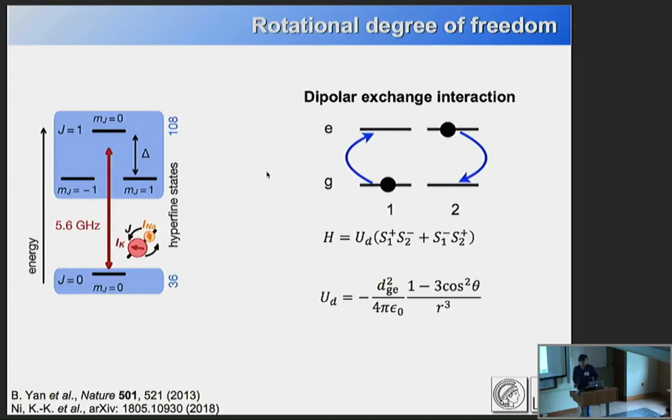So the rotation is a very appealing degree of freedom for controlling the dipole interaction, as you know from the other talks. Kaden also talked about that. So we want to use this, for example, two molecules can exchange their rotation, and this dipolar exchange interaction is long range and also anisotropic. This is very useful for quantum simulation and computation.